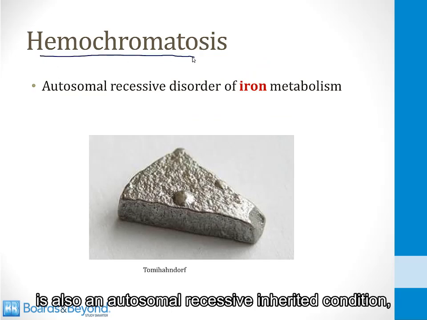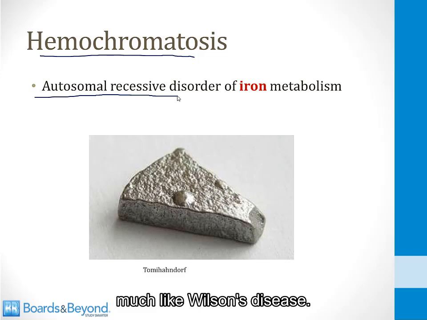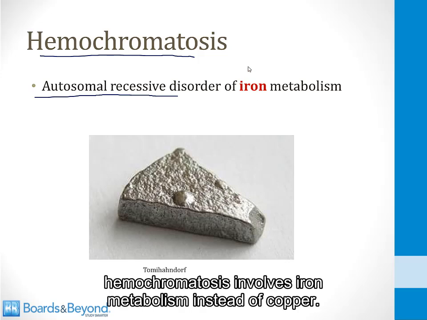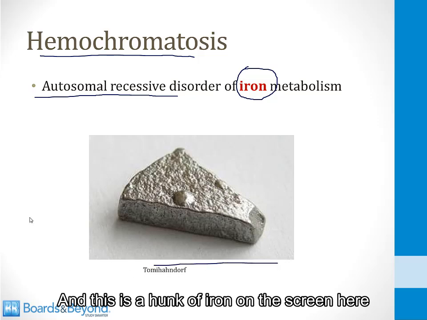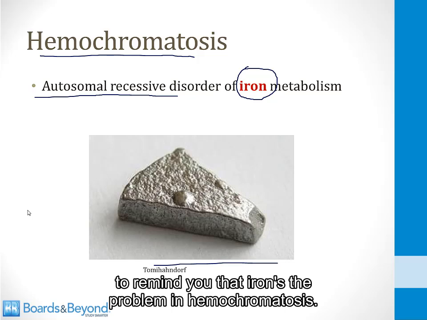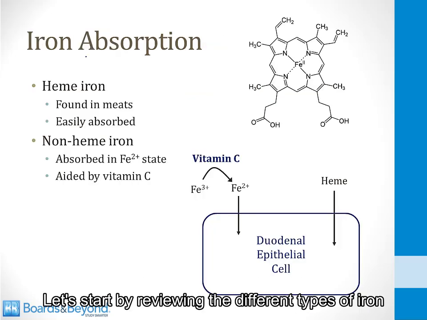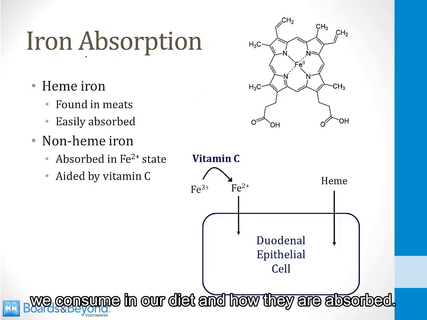This disorder is also an autosomal recessive inherited condition, much like Wilson's disease, but in this case, hemochromatosis involves iron metabolism instead of copper, and this is a hunk of iron on the screen here to remind you that iron's the problem in hemochromatosis. Let's start by reviewing the different types of iron we consume in our diet and how they are absorbed.